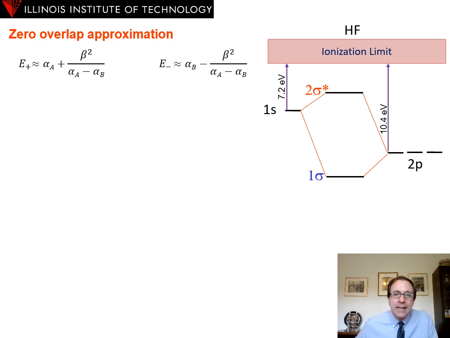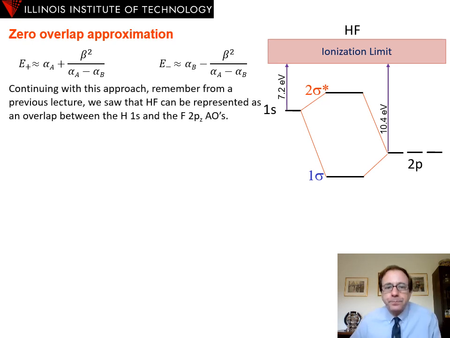In this equation we're trying to calculate the energy levels for E plus and E minus, which correspond to the energies of the 1 sigma and the 2 sigma star, respectively. There are 3 variables in that equation, so we're going to need to come up with values for alpha sub A, alpha sub B, and beta. The alpha sub A and alpha sub B, like I said, are minus 7.2 and minus 10.4.